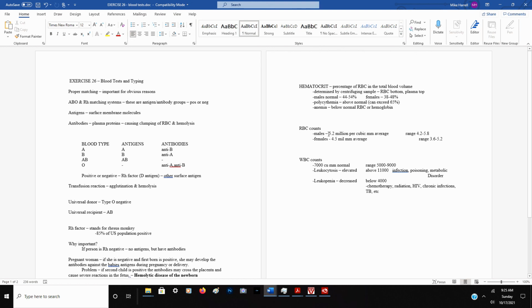So looking at counts right here, again, you can see the numbers per cubic millimeter a little bit higher with males than females, just like with the percent we mentioned above. And then with white blood cells, there's your normal range, about 7,000 per cubic millimeter is what you usually see.